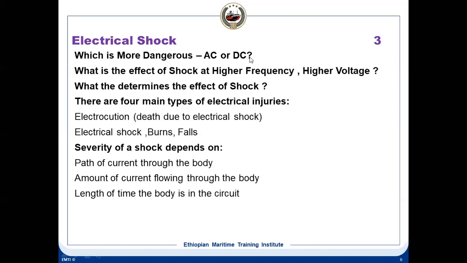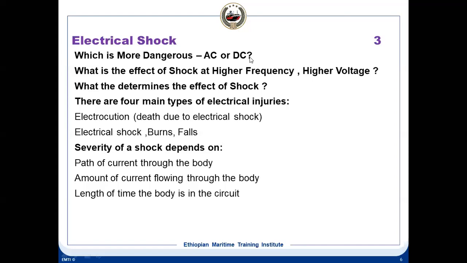So the domestic supply, let's say it is 230 volt AC. That means it's the RMS voltage. It means AC voltage has the same effect as 230 volt DC. But if you see the instantaneous voltage, you know, V is equal to Vm sin omega t. But the RMS voltage of AC is 230 volt, which is equivalent to 230 volt of DC.